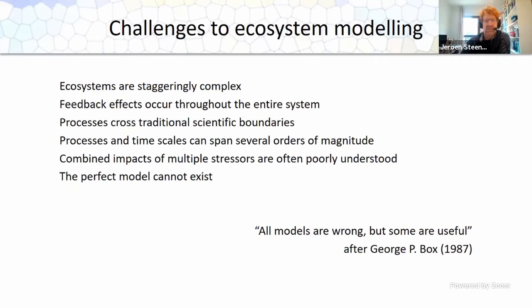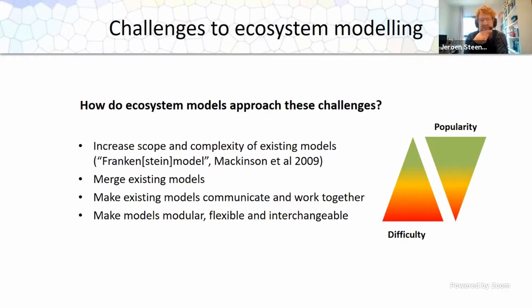So how do most ecosystem models approach these challenges? Well, you know, the easiest way, the most popular approach, is that people just hammer more features into ecosystem models. You make them more and more complex. Steve Mackinson called that a Frankenstein model. And then there are the approaches that increase in complexity and difficulty at least, and are less and less popular.